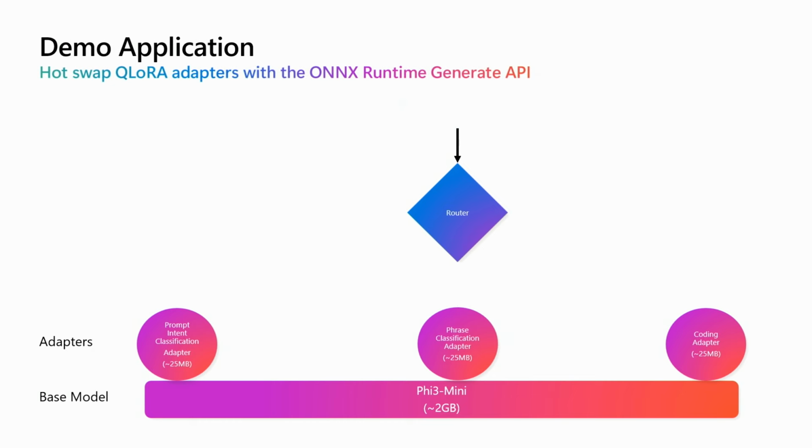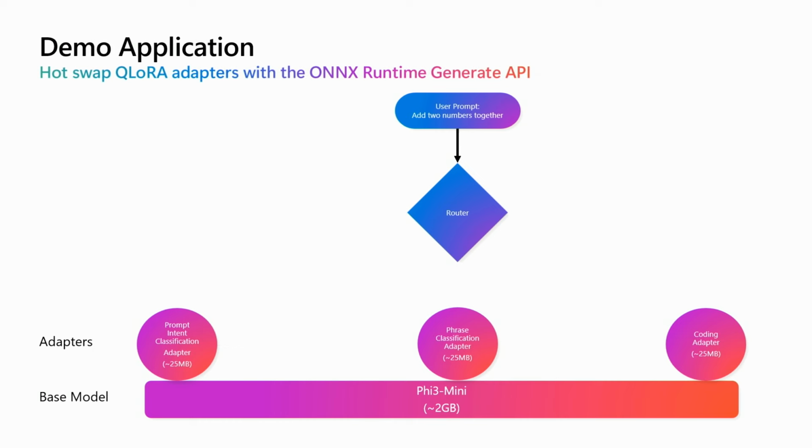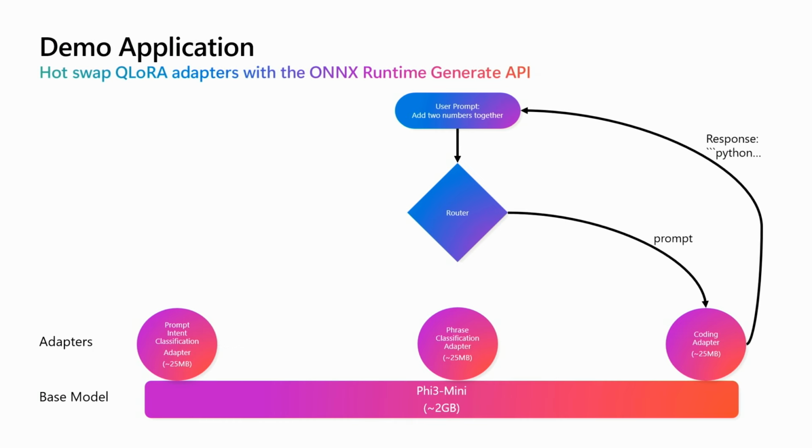But equally, if a user prompt comes in and it says, add 2 numbers together, the router can go off. It goes to the prompt intent classification. We get the intent as being coding. And guess what? It passes it off to the coding adapter, and you get a response in code.